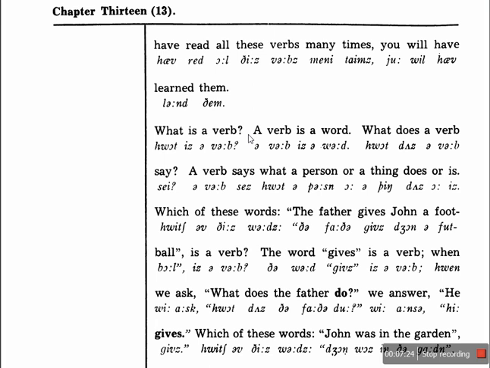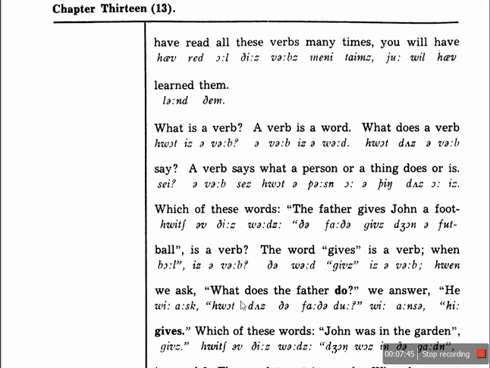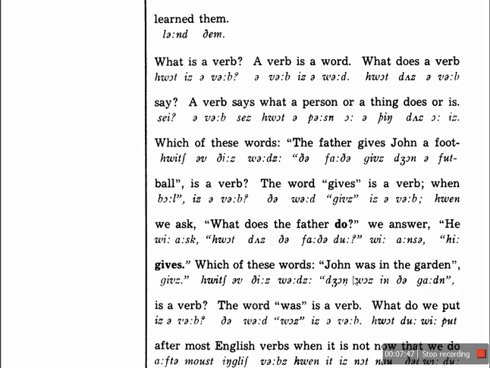What is a verb? A verb is a word. What does a verb say? A verb says what a person or a thing does or is. Which of these words, the father gives John a football, is a verb? The word gives is a verb. When we ask, what does the father do? We answer, he gives. Which of these words, John was in the garden, is a verb? The word was is a verb.